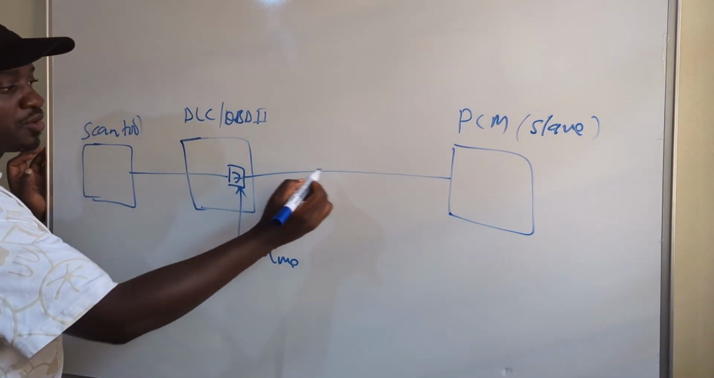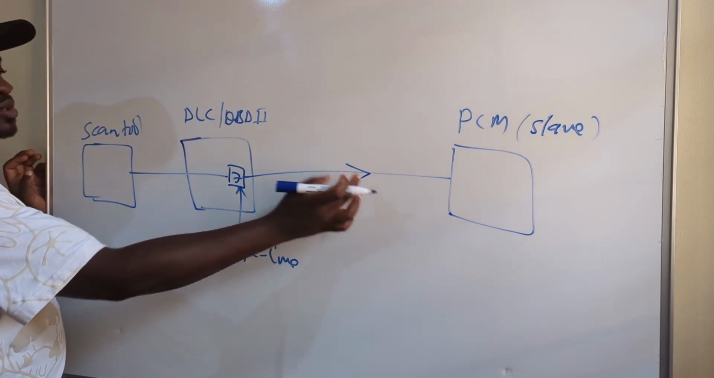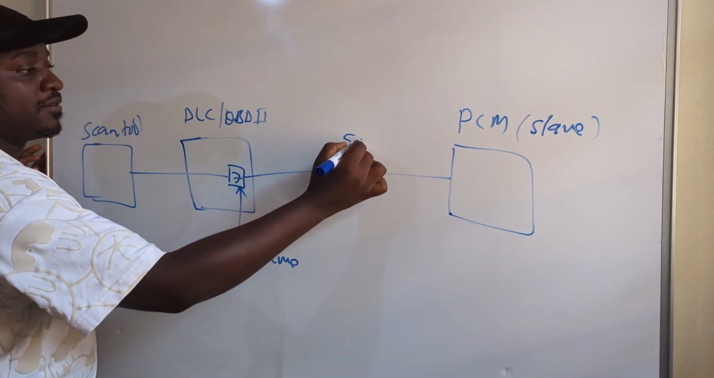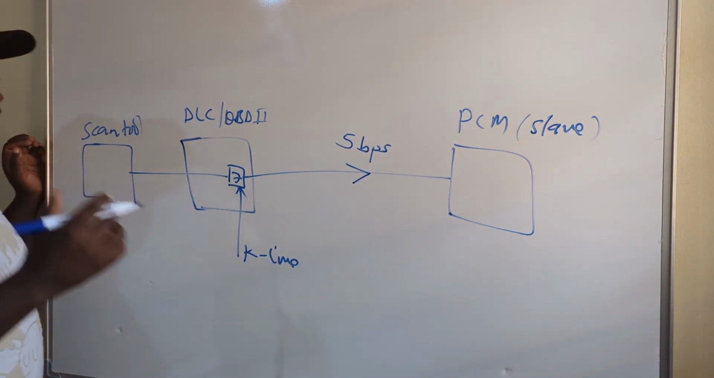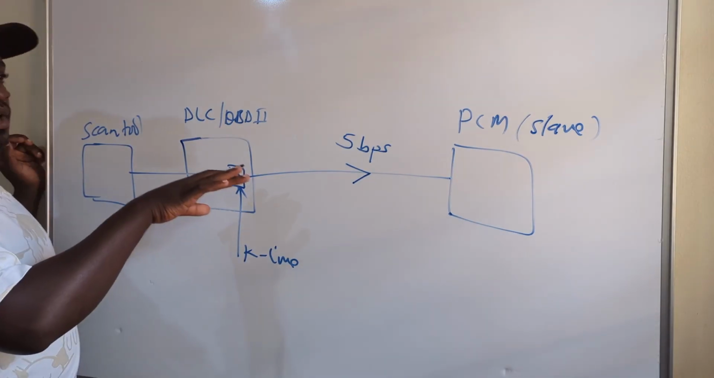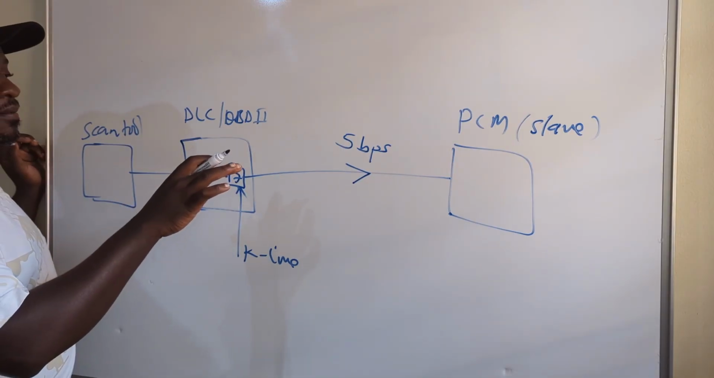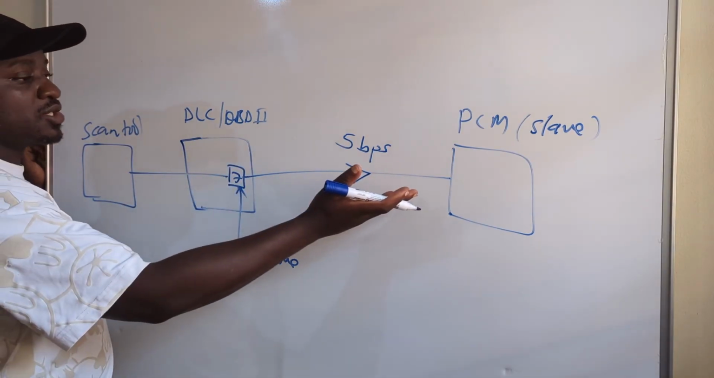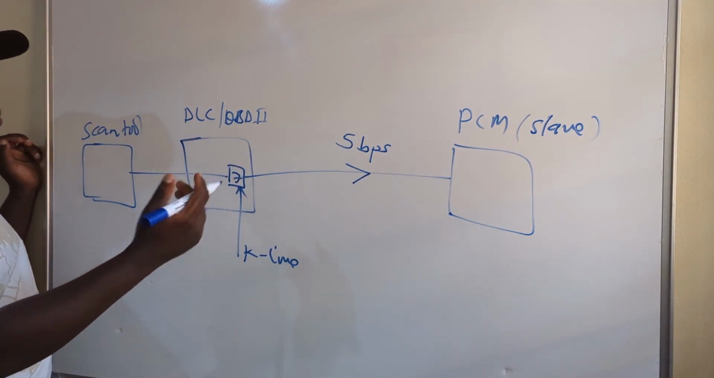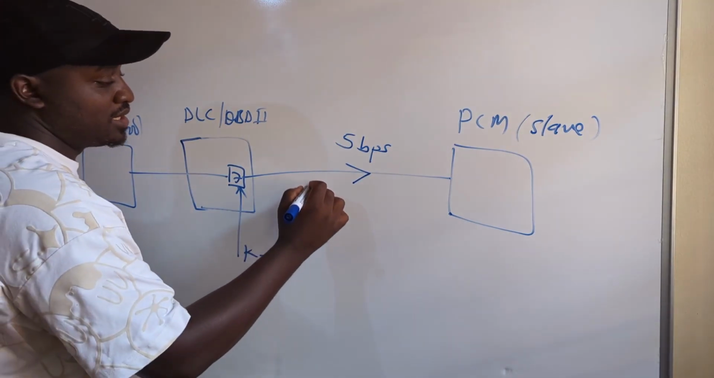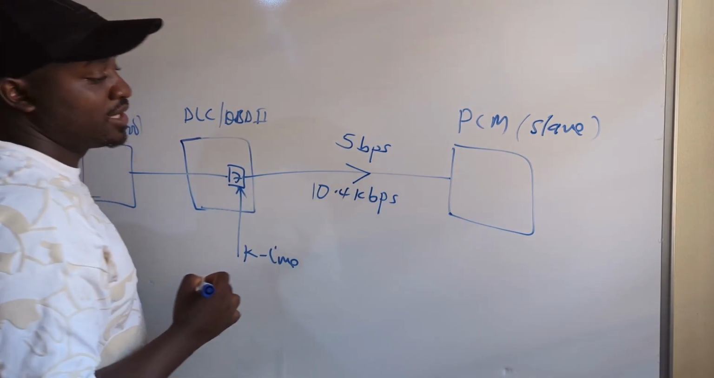So once the initialization code has been sent, this is usually sent at a lower speed, such as 5 bits per second. That's why it is known as a 5 baud rate. Once this initialization code has been sent, the speed of this bus is going to be shifted to a higher speed to prepare for data transmission, and that is usually at 10.4 kilobits per second.